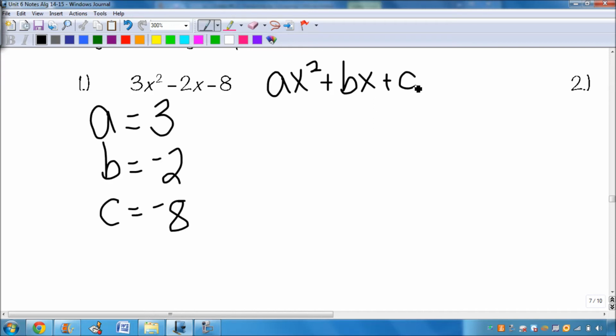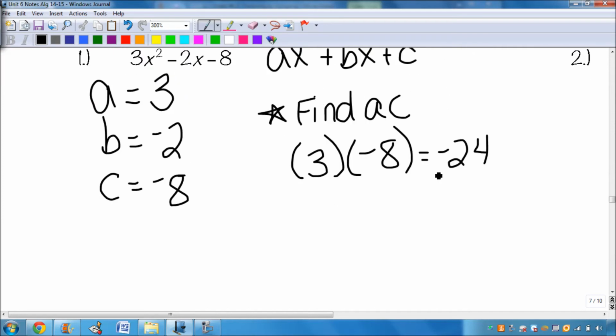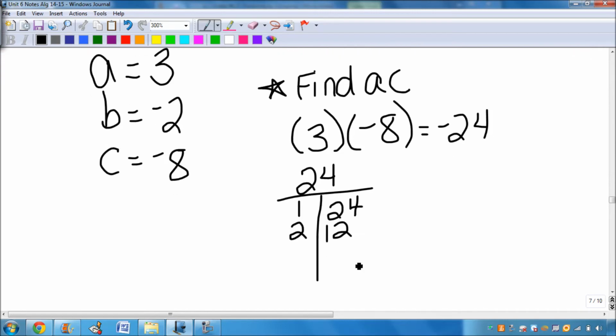Okay, so our first step is to find AC. So AC is going to be 3 times negative 8, which is negative 24. So then I'm going to make a chart for 24. So let's see what are some factors of 24. Well, 1 will work, 2 and 12 work, 3 works, 3 times 8 is 24, and then 4 times 6 is 24. 5 doesn't work, but 6 works, and it's in our chart, so we've covered all possibilities.